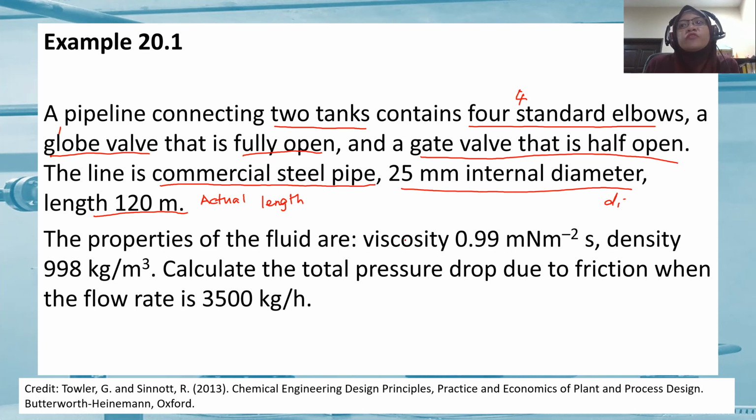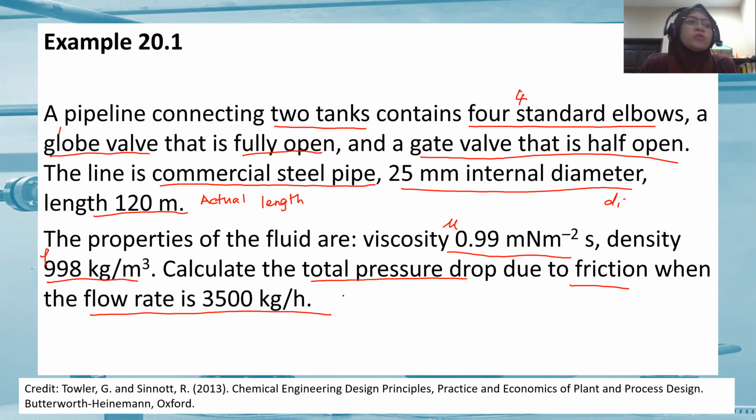And the properties of the fluid are viscosity 0.99 and density, so here we have density. Then calculate the total pressure drop due to friction when the flow rate is this. Okay, this is our flow rate.